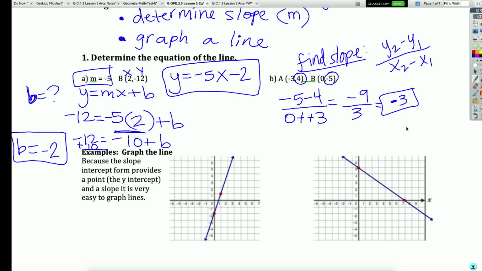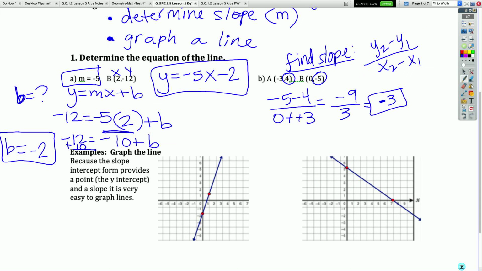Welcome back. Okay, so hopefully you found your slope to be -3. You can check with my steps there if you have any questions. And now we need to find the b. So we have the m. We now need to find b. So we're going to do the same thing that we did last time and plug into y equals mx plus b.